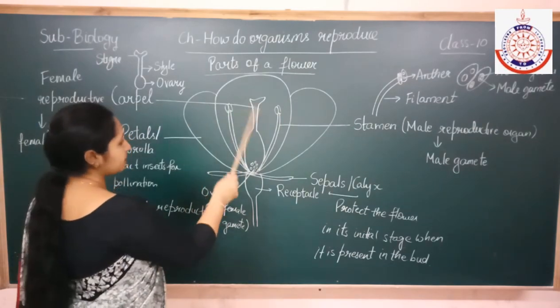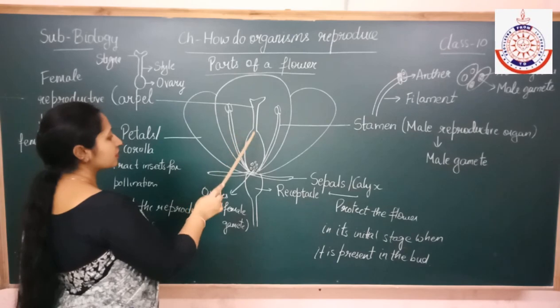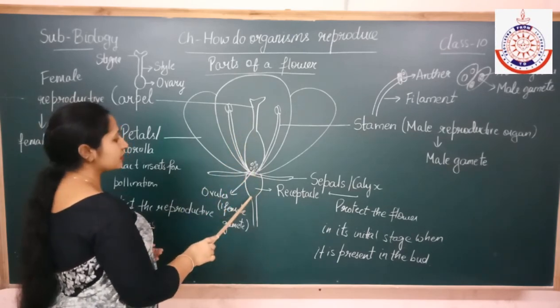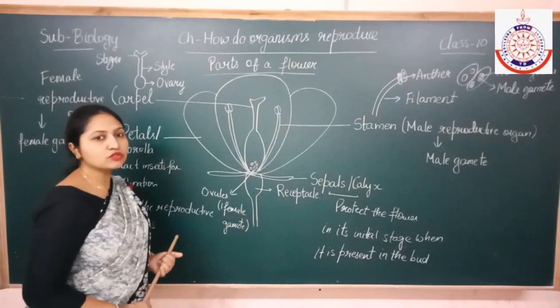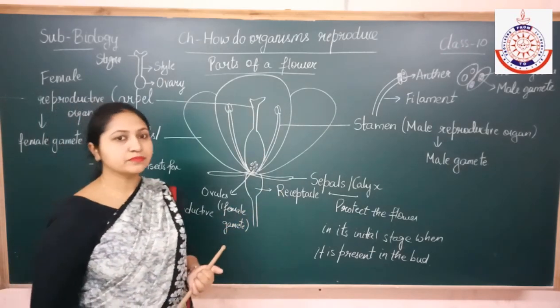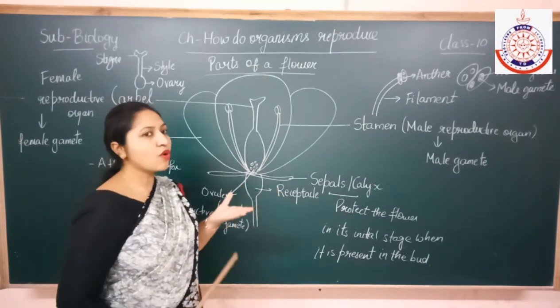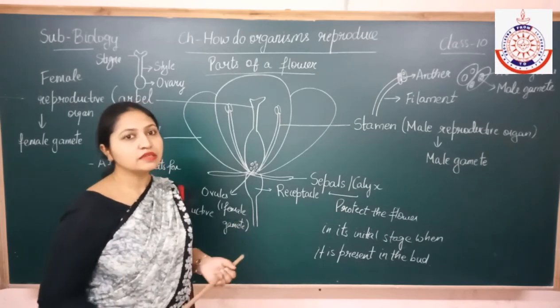Now all these parts, the sepals, petals, stamen and carpel, are present over a swollen region which is known as the receptacle. It is also known as the thalamus. It holds all the parts of the flower. That is the function of the receptacle.